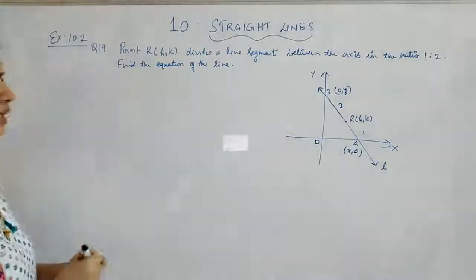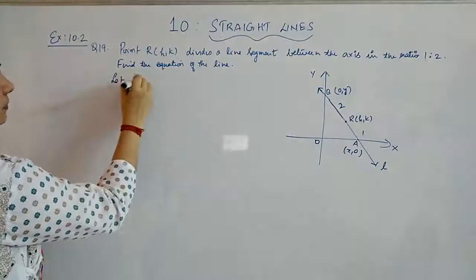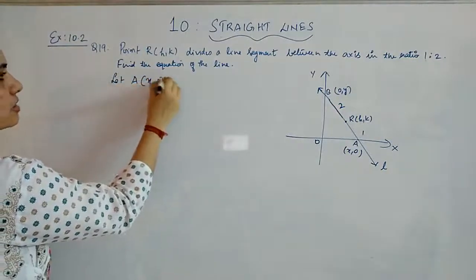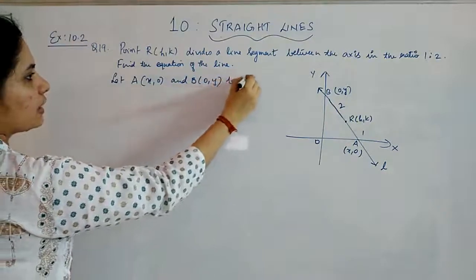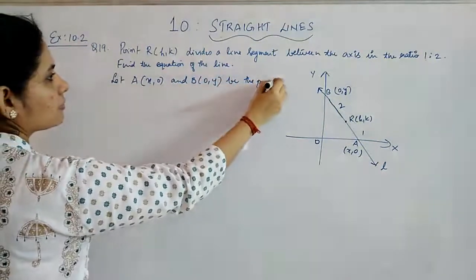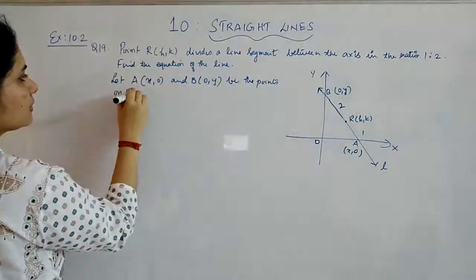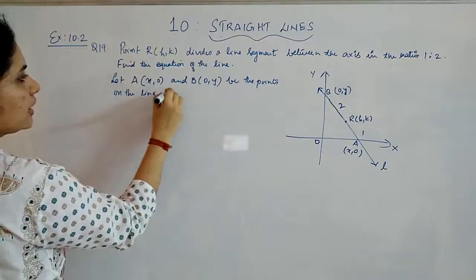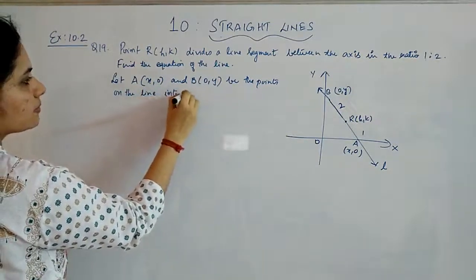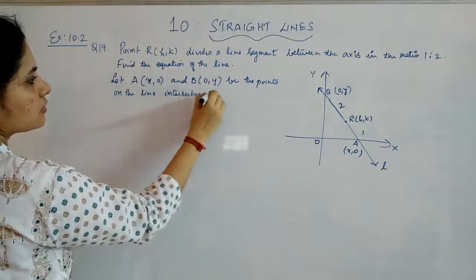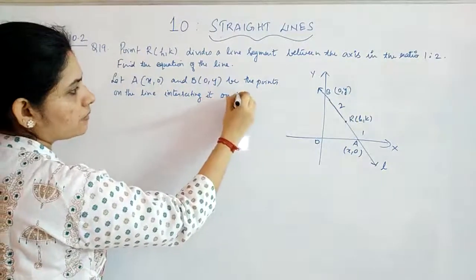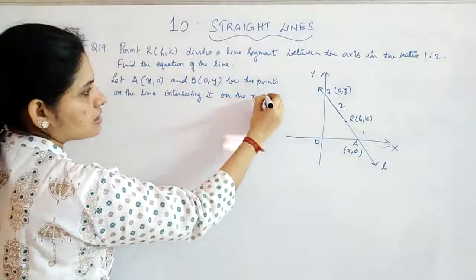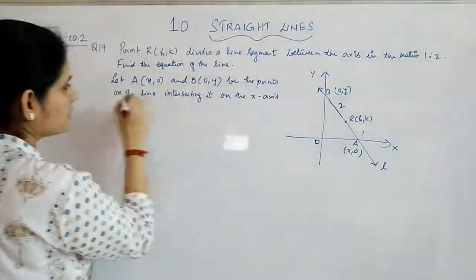That means we find this x value and y value, so that we can find the equation of the line using the intercept form. So let A (x, 0) and B (0, y) be the points on the line intersecting the x-axis and y-axis respectively.